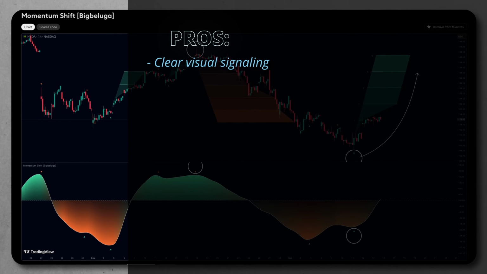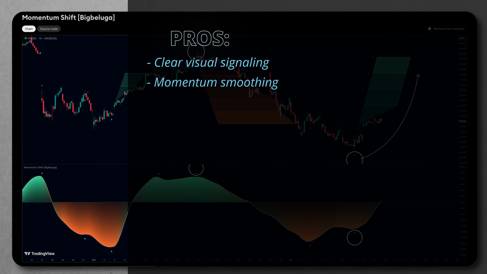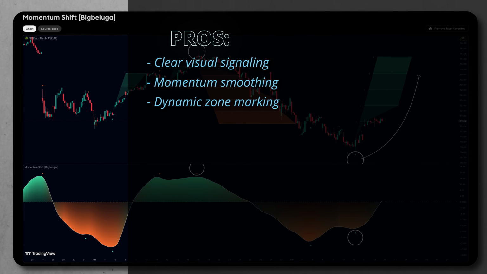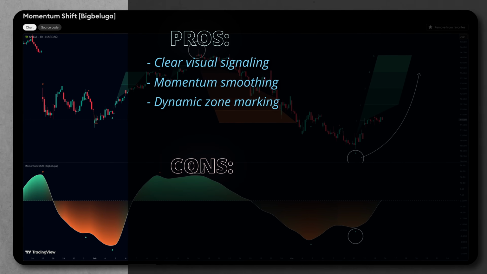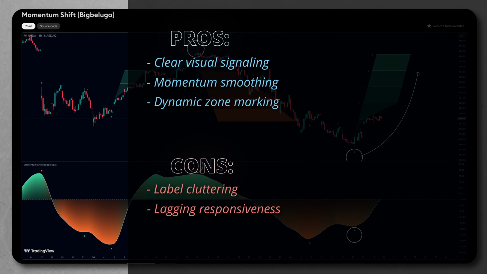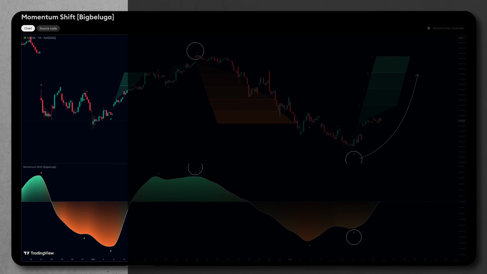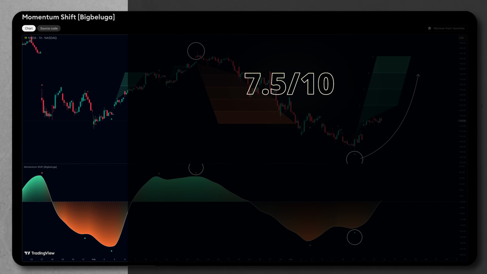Pros: clear visual signaling, momentum smoothing, dynamic zone marking. Cons: label cluttering, lagging responsiveness, complexity and interpretation. Ranking: 7.5 out of 10.